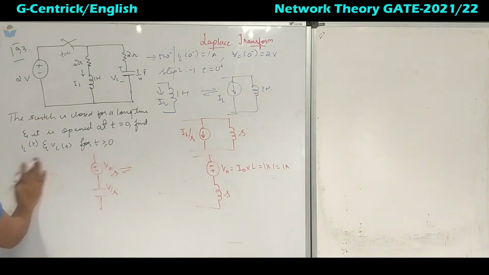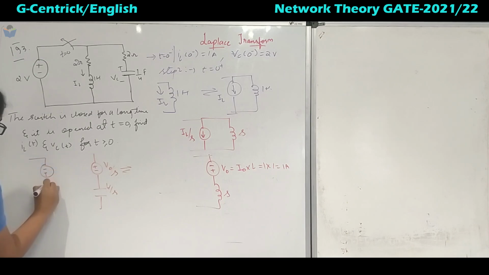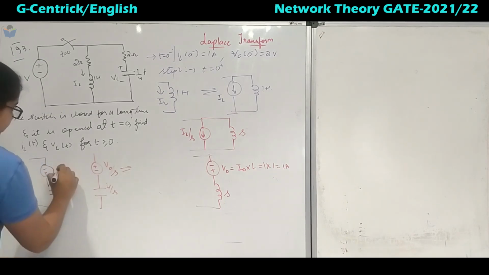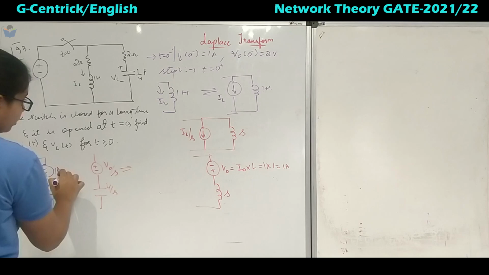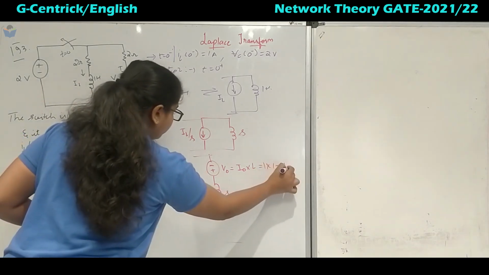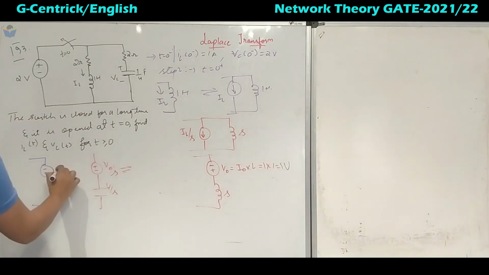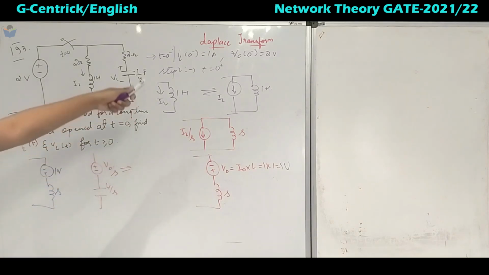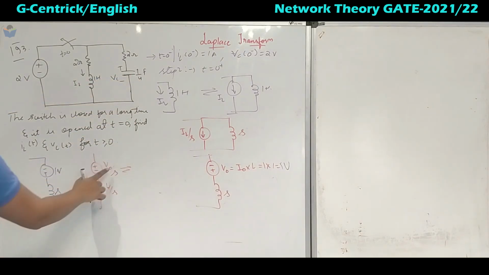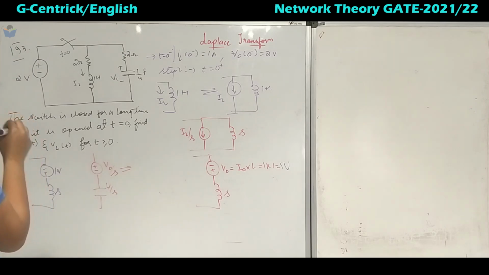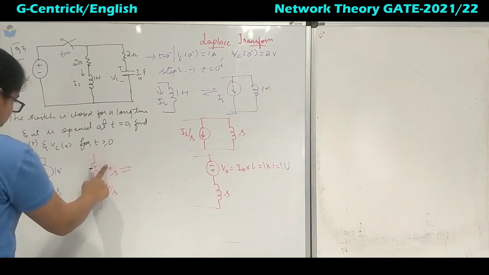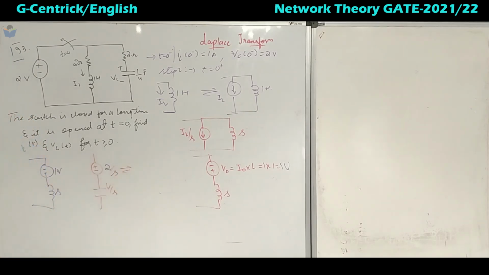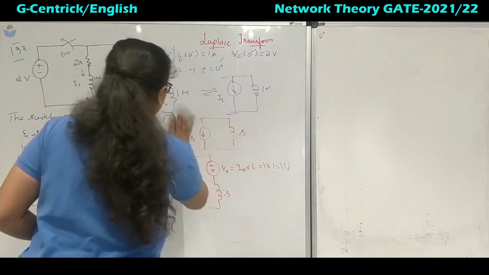So I'll redraw this one over here. So minus plus inductor, this is S and 1 ampere. So this is 1 volt. The value of this is again V0 is 2, so V0 will be 2 by S. I'll rub this one, okay, we have got our equivalence.